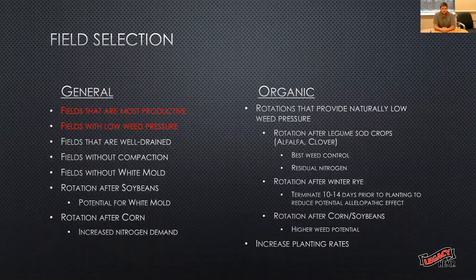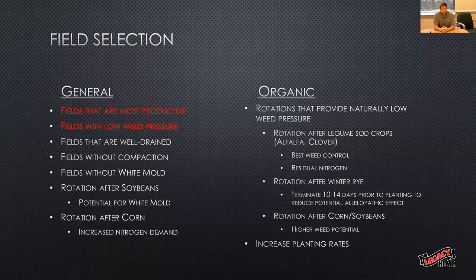Being that hemp is susceptible to white mold, sclerotinia, we want to avoid fields that have a long history with white mold. And further than this, we want to consider rotating after soybeans, because soybeans is also a host for white mold. So we can increase the potential for white mold occurrence if we were to plant after soybeans as opposed to corn. If we do plant after corn, generally we'll see an increased nitrogen demand simply for the fact that we have the corn stalks to break down in the soil. This crop does require a fair amount of nitrogen, at least for a grain crop. So we may need to increase our nitrogen applications following corn.